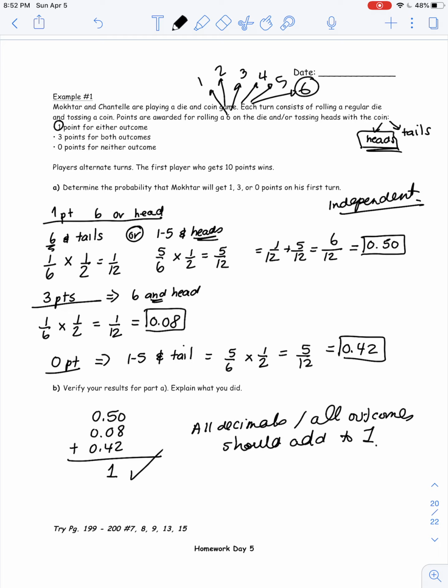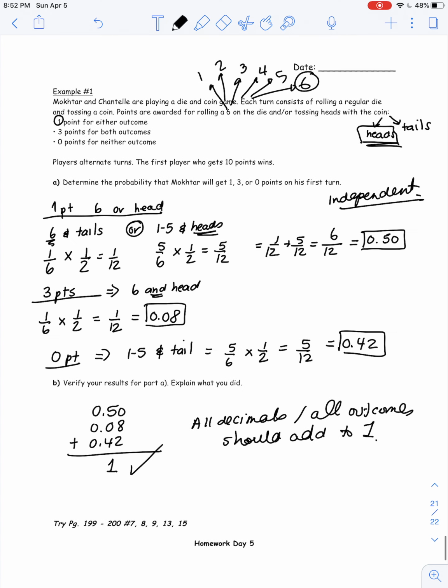Okay, so that's it for our lesson. So for 3.6 independent events, you just have to figure out, are the events affecting each other? If not, then they are independent, which means we can multiply and not have to worry about one fraction affecting the other.